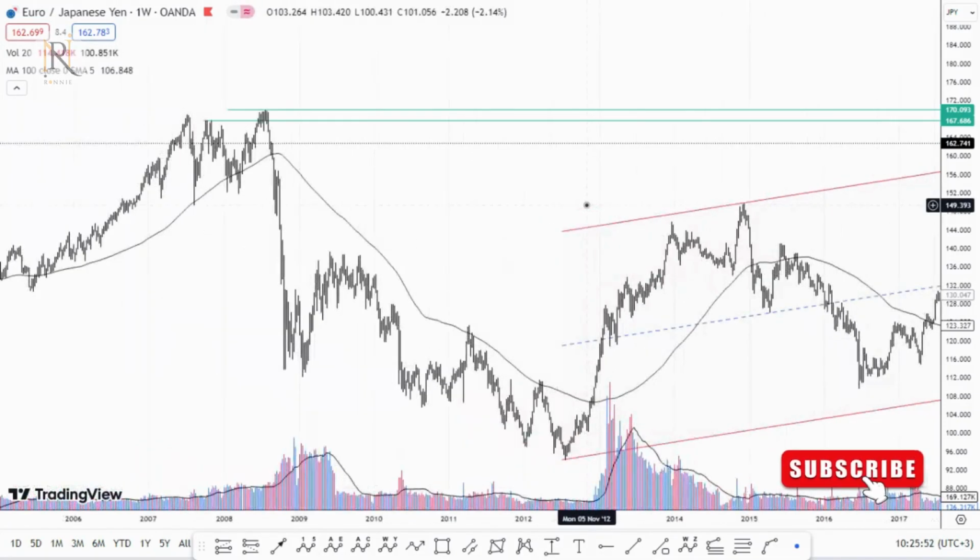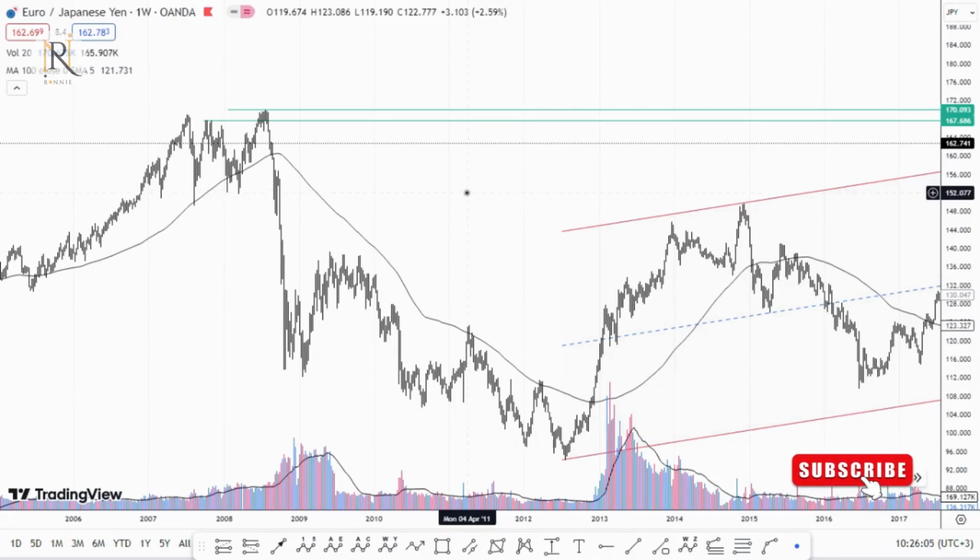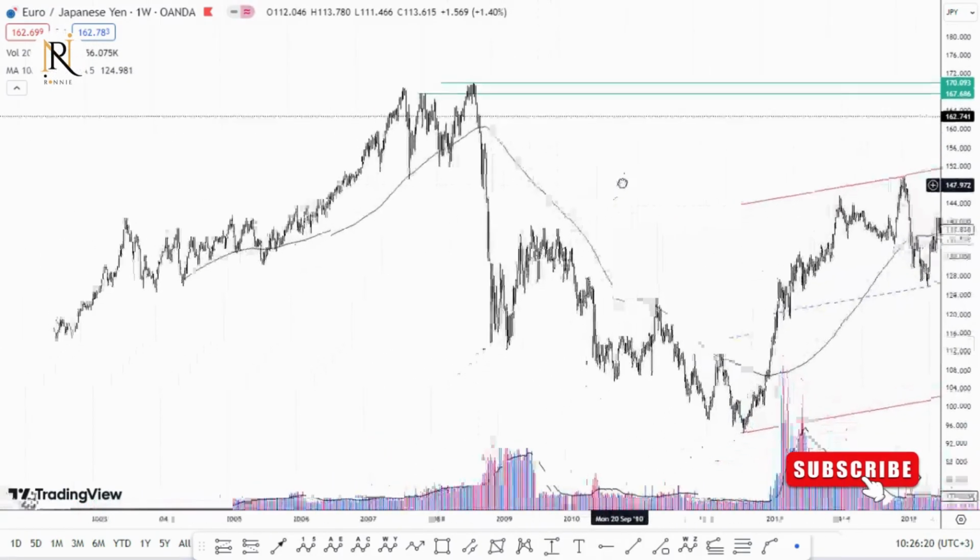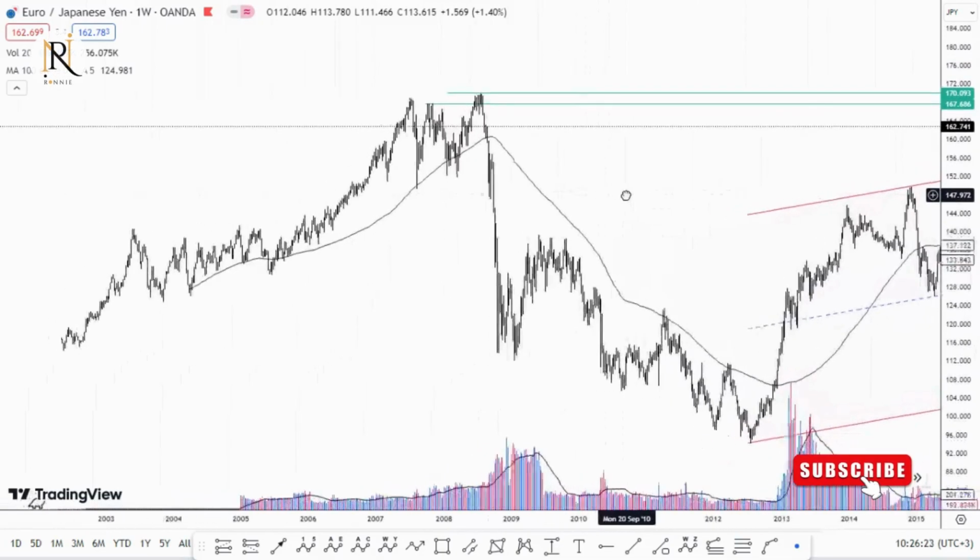And the first most important part that I need to introduce you to in this currency, Euro Japanese yen, is that this is a weekly time frame. So what are we looking at in a weekly time frame? Why are we even looking at a weekly time frame when we need to trade daily or 4 hour time frames? The most important reason is to see the general trend of this market.